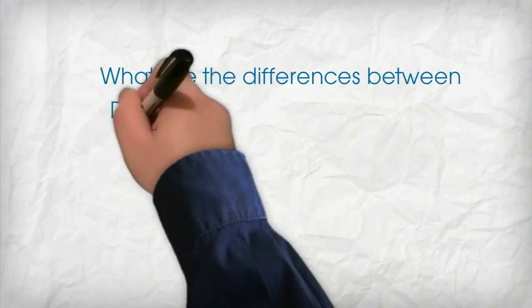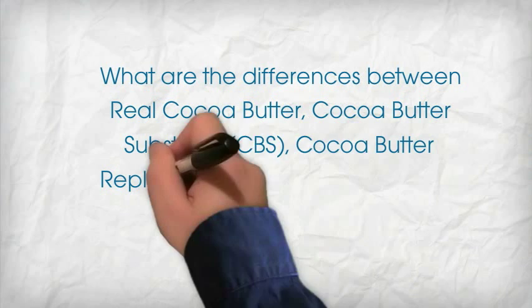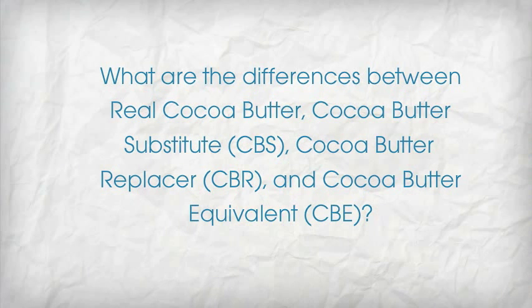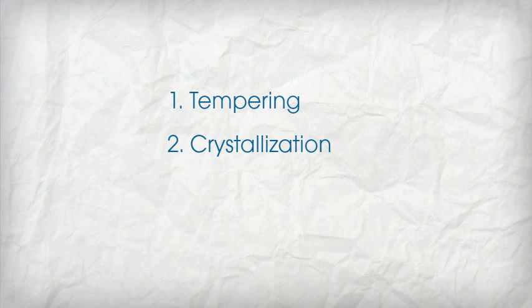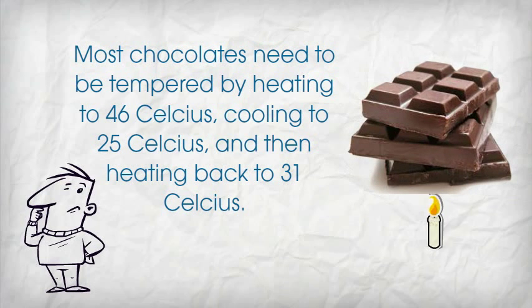Well, you may ask, what are the differences between real cocoa butter, substitute, replacer, and equivalent? The main difference will be the necessity of tempering, crystallization, and the ability to gloss. Most chocolates need to be tempered by heating to 46 Celsius, cooling to 25, and then heating back to 31 Celsius.